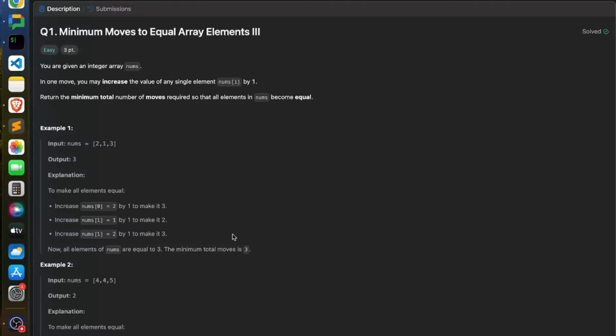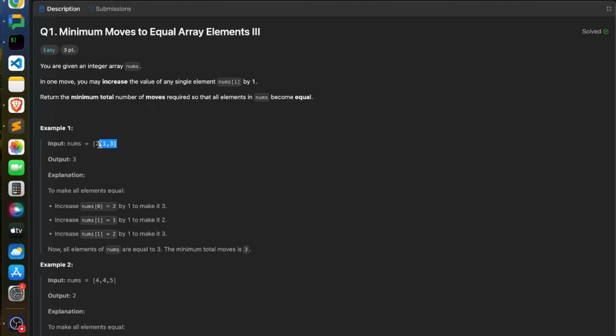So today we will discuss all four problems asked in today's LeetCode Biweekly Contest 169. Let's start with the first problem. It says you are given an integer array nums, and in one move you may increase the value of any single element by 1, and we have to find out the minimum total number of moves required so that all elements of nums become equal, right?